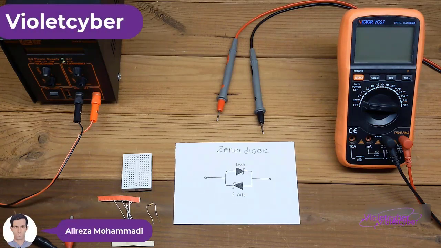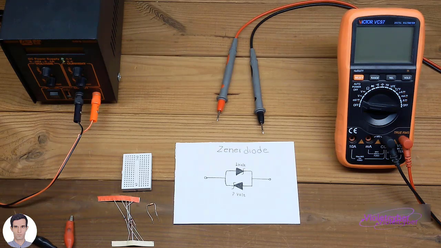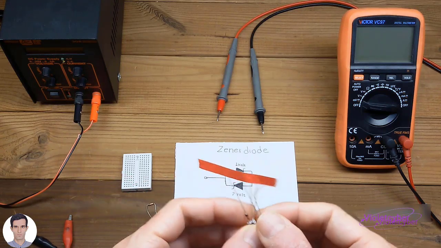In this tutorial, I'm going to teach you how to determine the operating voltage of a Zener diode. But before anything else, it's better to have a general understanding of the internal structure of a Zener diode.